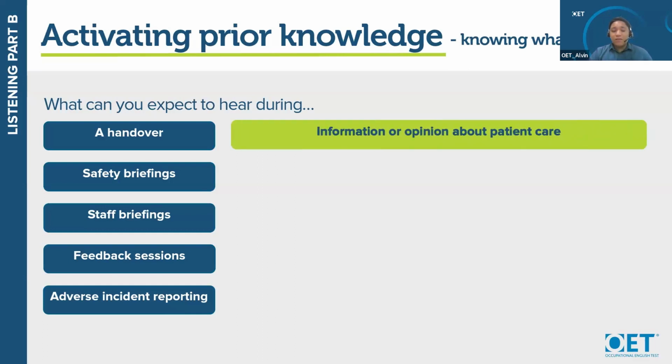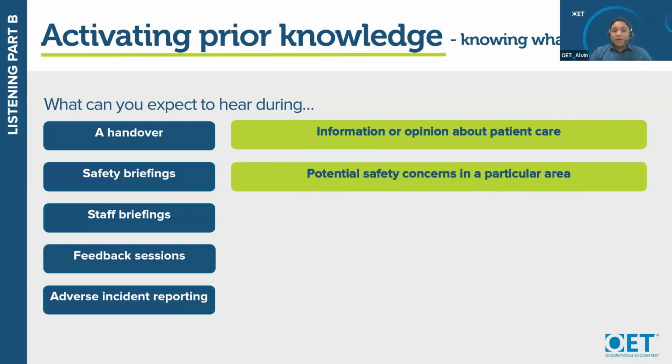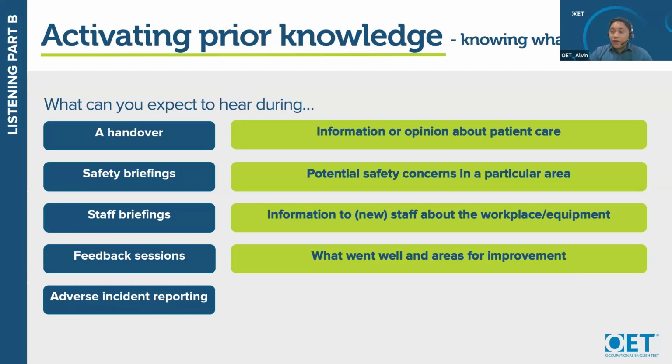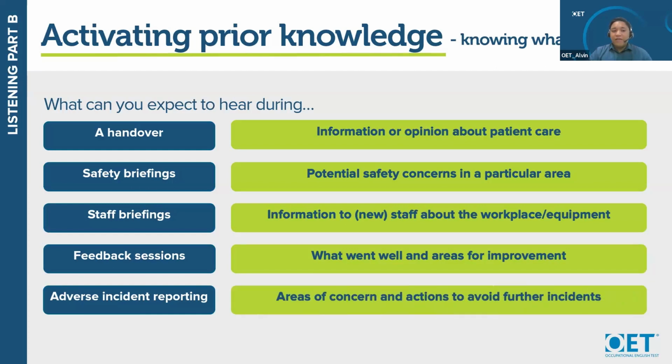So for a handover, it means these are information or opinion about the patient care. For safety briefings, it could be a potential safety concern in a particular area. For staff briefings, it could be information to new staff, mostly, about the workplace or equipment at the hospital or healthcare facility. Feedback sessions, it could be what went well and areas for improvement. And adverse incident reporting, it could be areas of concern and actions to avoid further incidents. So these are the things that you might hear in listening part B: handover, safety briefings, staff briefings, feedback sessions, and adverse incident reporting.